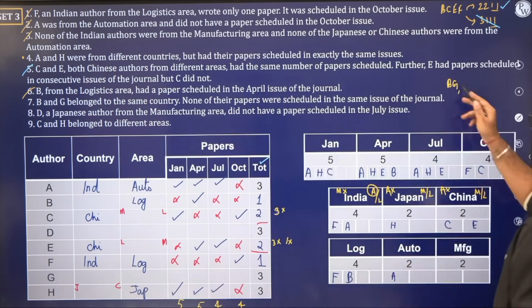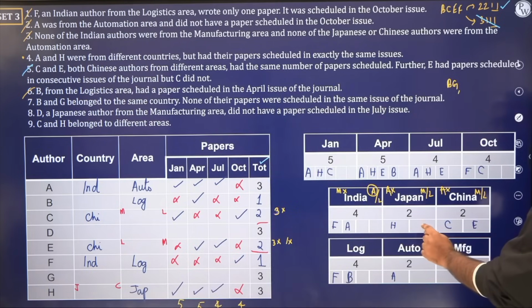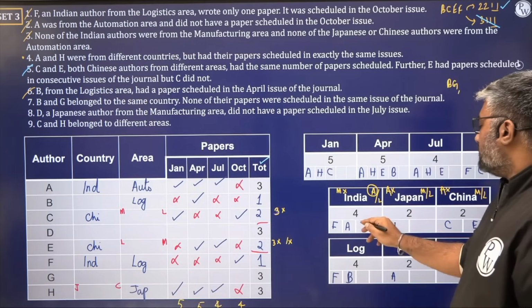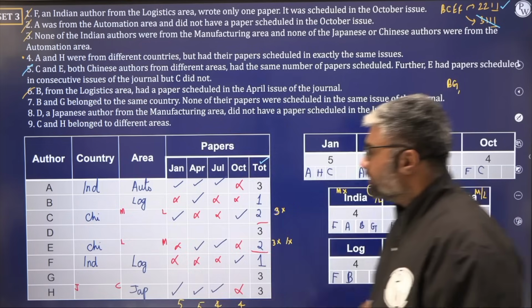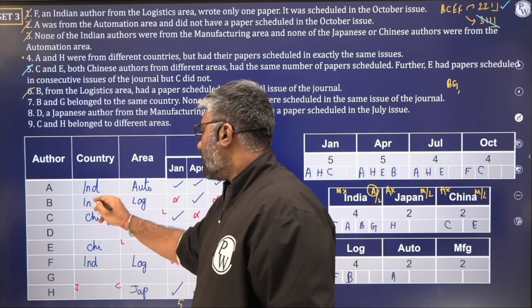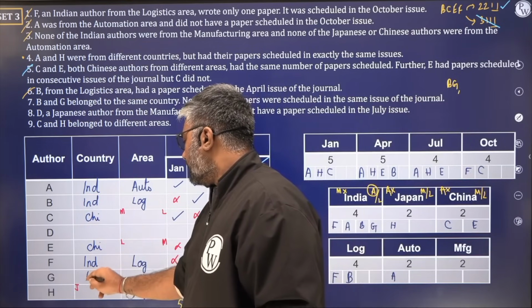Further, B and G have to stay together, so here it is not possible because out of 2, 1 is sorted. That means B and G both are from India. Yes, B and G are both from India.